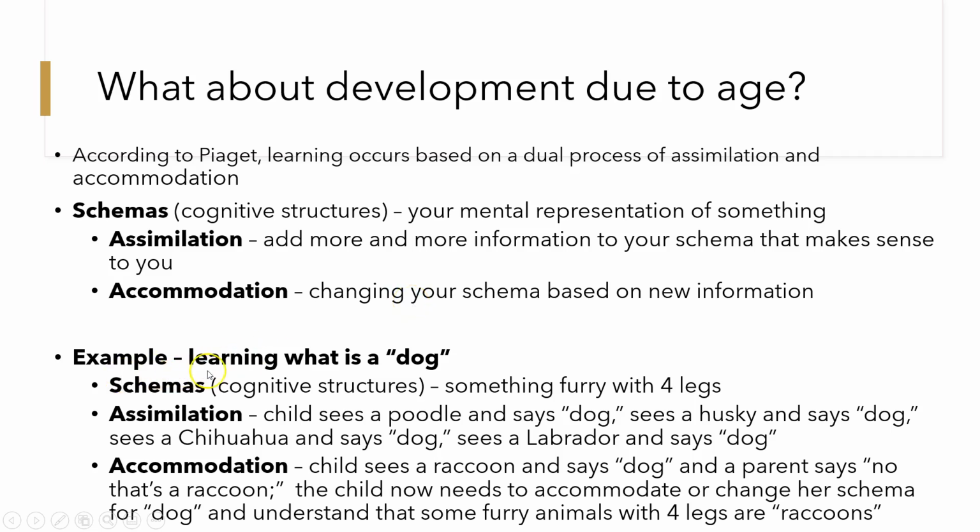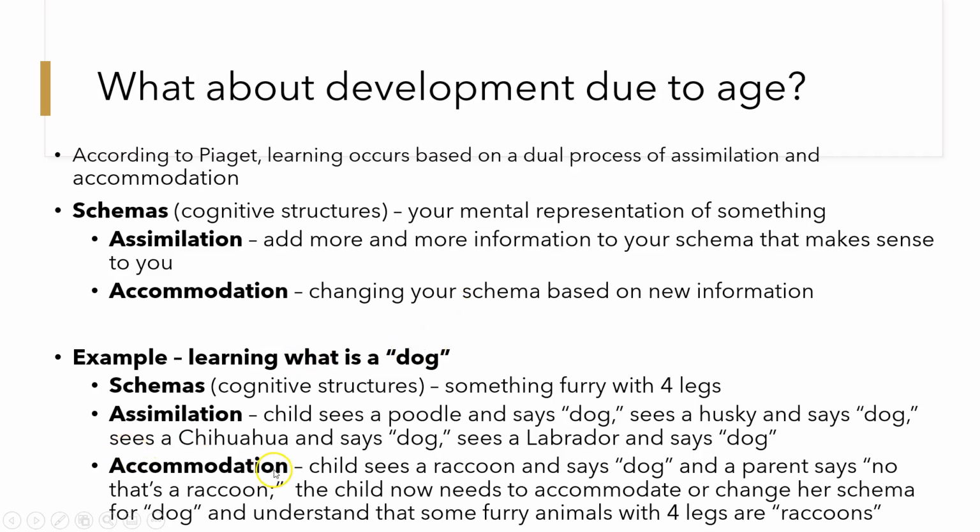So for example, when a child is learning what is a dog, they start with a schema or a cognitive structure that a dog is something furry with 4 legs. Maybe they grow up and have a dog in the house and they know that this dog is furry and has 4 legs and we call it a dog. The process of assimilation is when the child sees someone else's dog. They see a poodle and say, dog. And the parent says, yep, that's a dog. Then maybe they're on a walk and they see a husky and they say dog. They see a chihuahua and say dog, see a Labrador and say dog. They're assimilating more and more information into the cognitive schema.